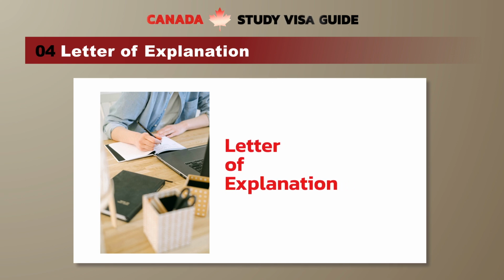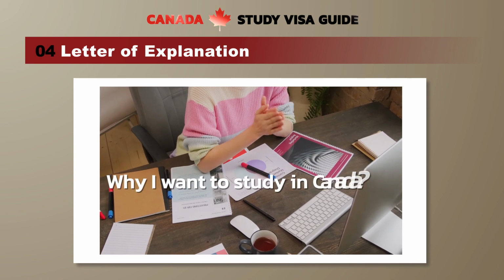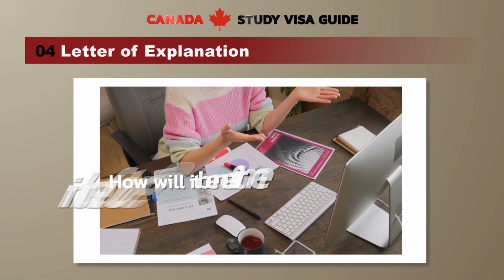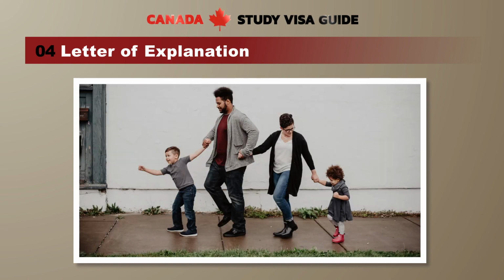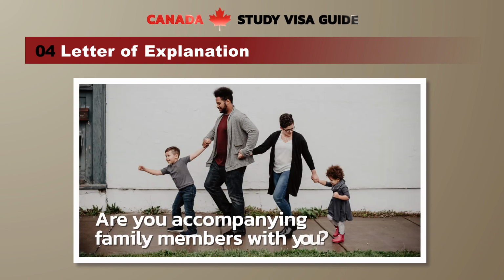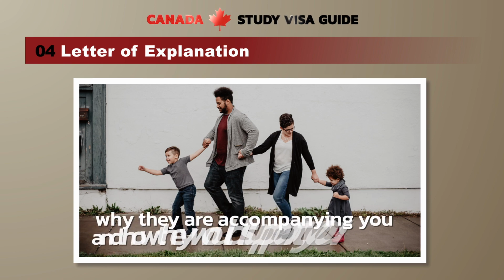A letter of explanation is a letter where you explain to a visa officer about your background and why you want to study in Canada, including how this program is relevant to your area of interest and will benefit you in the future. In case a family member is accompanying you to Canada, you may also want to write why they are accompanying you and how they would support you during your stay in Canada.